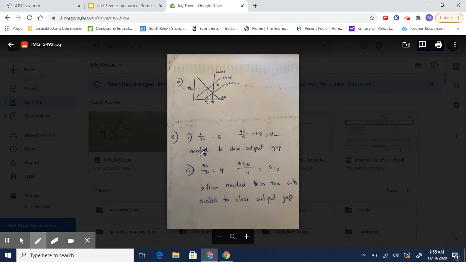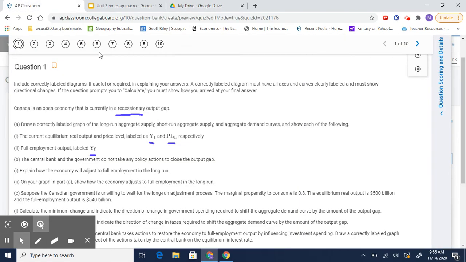But let's say the government wanted to cut taxes instead. So you wouldn't even have to use the tax multiplier if you remember that the tax multiplier is always 1 less than the spending. So the tax multiplier is 4, MPC over MPS. Output gap is still the same. We're looking to close a $40 billion output gap. So 40 divided by the multiplier of 4 means that the government would have to cut taxes by $10 billion to close that output gap. And there's your answers for the FRQ. So let's move on to number 2.